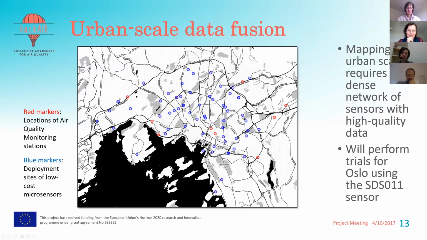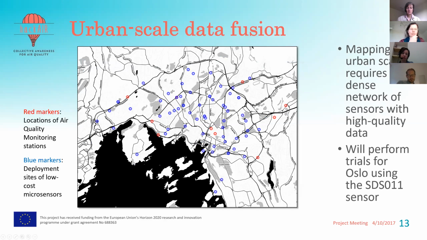At the end, I want to talk a little bit about an outlook, and that is the urban scale data fusion. What you see here on this map is a map of Oslo, and the blue sites indicate some low-cost sensors that we distributed for a different project. This is not hackAIR, I should mention, but we're hoping to get to the same level with hackAIR within this year. And the red shows the official monitoring stations. So you see how much more dense information we can get from low-cost sensors.